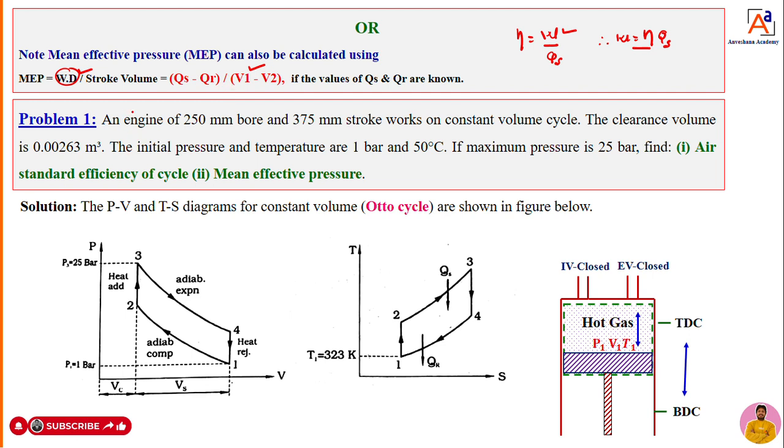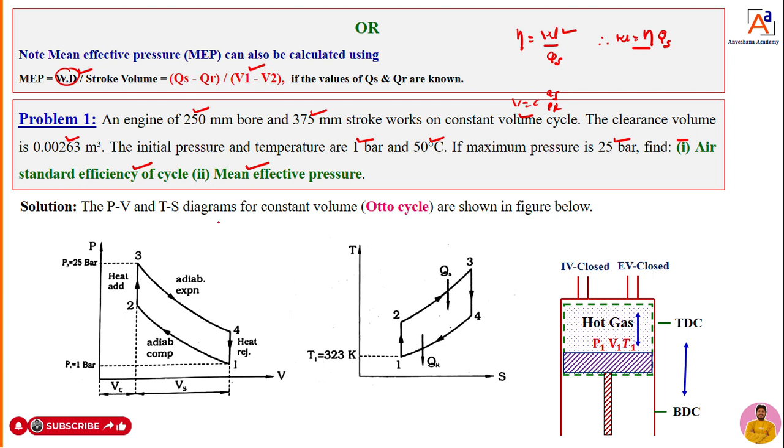So dear students, once again I will read the problem. An engine of 250 mm bore and 375 mm stroke works on a constant volume, V equal to constant, for both heat addition and heat rejection, that is the Otto cycle. The clearance volume is 0.00263 meter cube. The initial pressure and temperature are 1 bar and 50 degrees Celsius. If maximum pressure is 25 bar, find first, the air standard efficiency of the cycle, and second, the mean effective pressure.